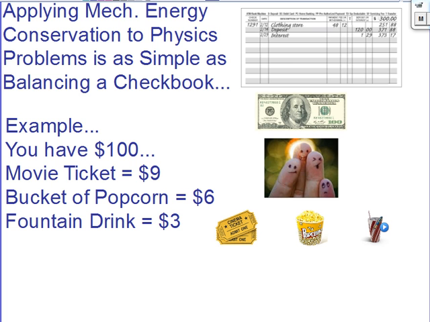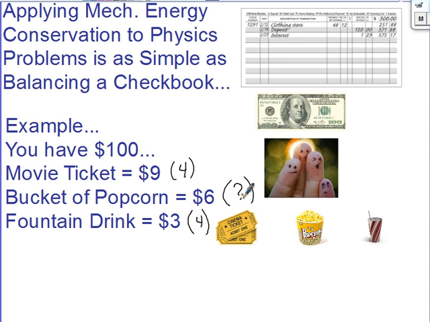So the way that you would apply conservation of mechanical energy to physics problems is it's really like balancing a checkbook. You're going to buy 4 tickets. You are going to buy their drinks as well, so let's say 4 drinks. And just to make this a little bit trickier, let's say that you start with $100, and once you buy the tickets, the fountain drinks, and the popcorn, you don't know how many buckets of popcorn you're going to buy, you leave the movie theater with $40. And the question is how many buckets of popcorn did you purchase?